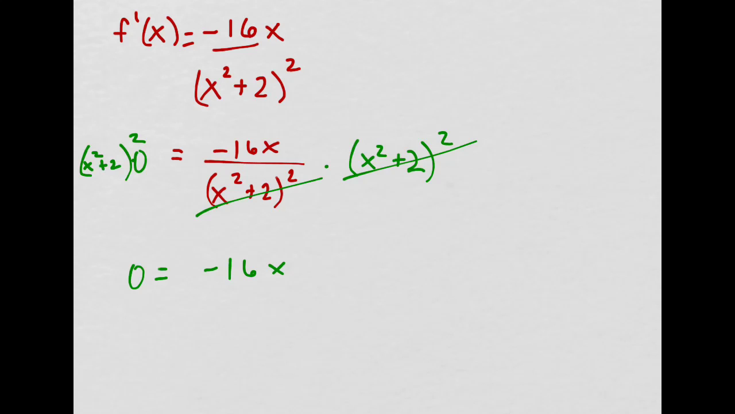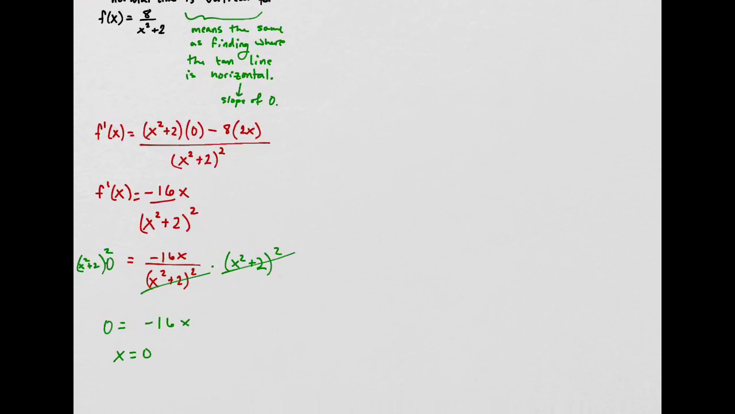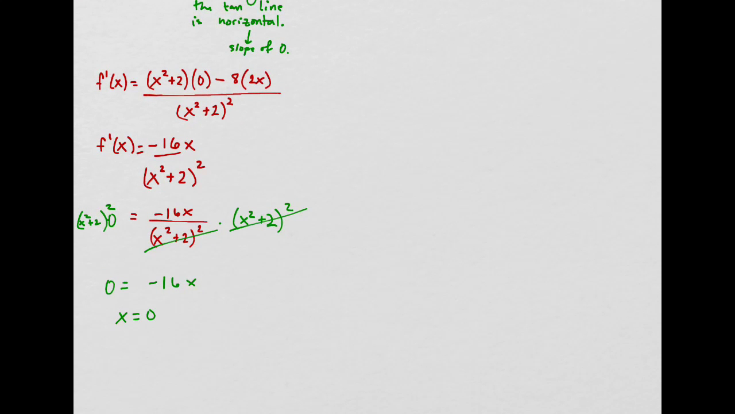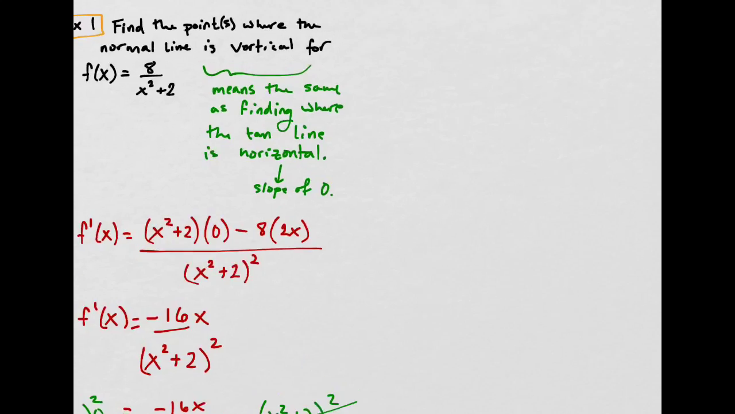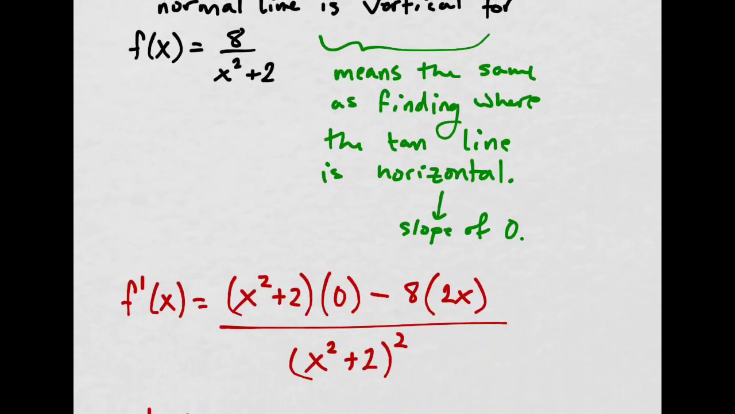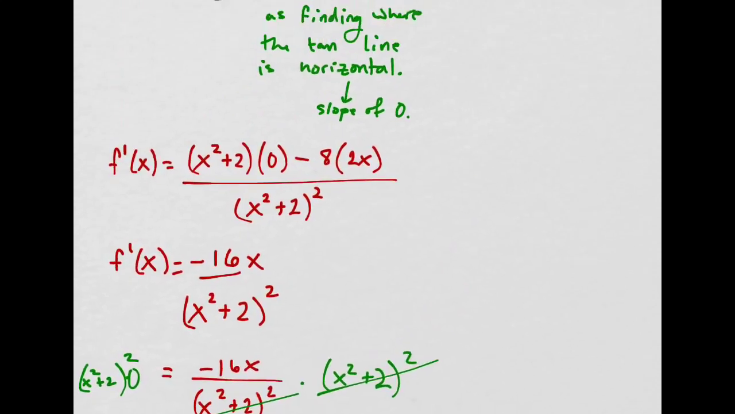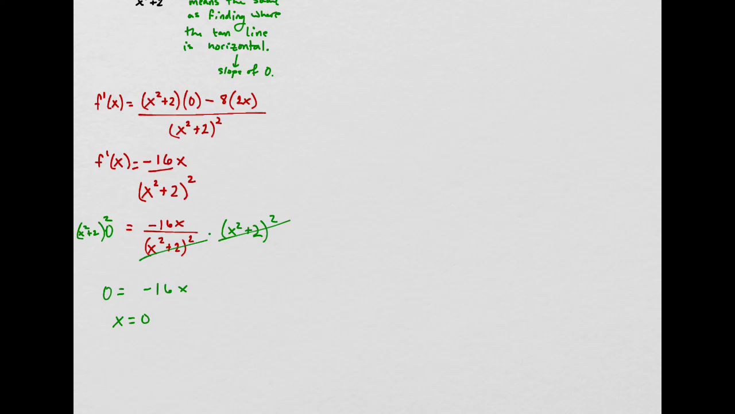Oh, look at x equals 0. Okay, but it said find the point. So I know that when x is 0, I have a tangent that's horizontal, and that implies that the normal line is vertical. That's good, but it says the point, so I need a y value. I have an x value. How do I get a y value? Well, I plug it in.